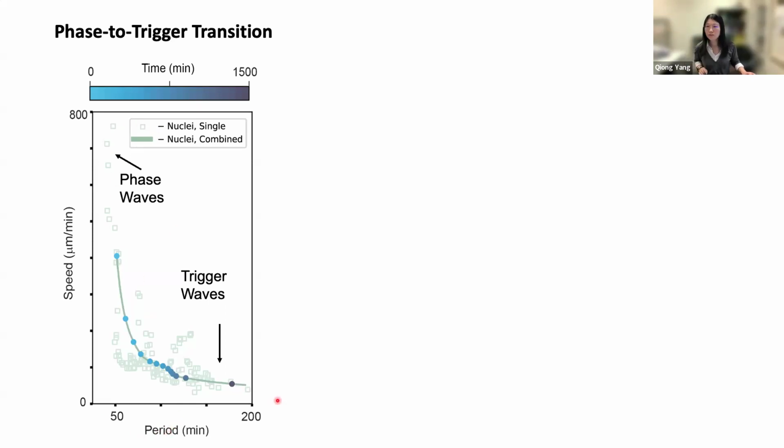And it shows a very interesting time-dependent evolution. At the beginning, we found highly non-specified waves that have speeds all over the place, but also very fast speeds. We are still trying to understand the nature of these waves. We call them phase waves. Eventually they start to stabilize into the classical trigger wave regime, and the wave speed slows down. So this is a phase to trigger transition.